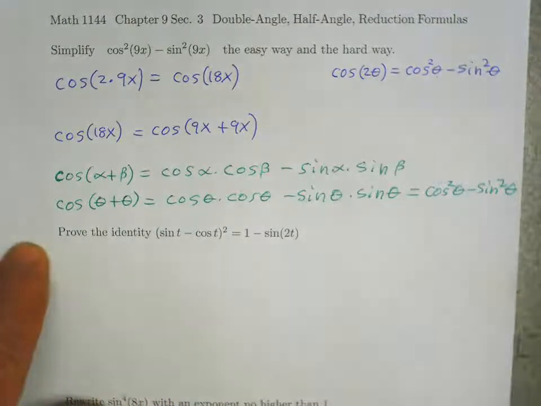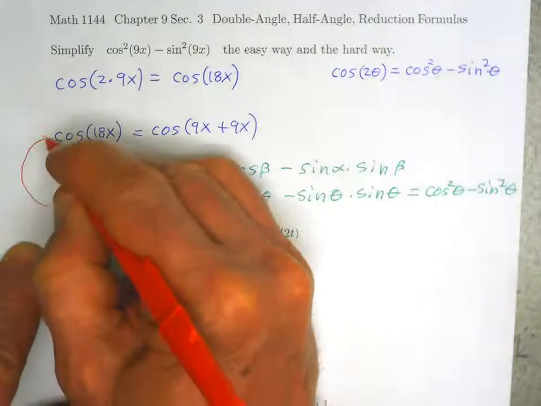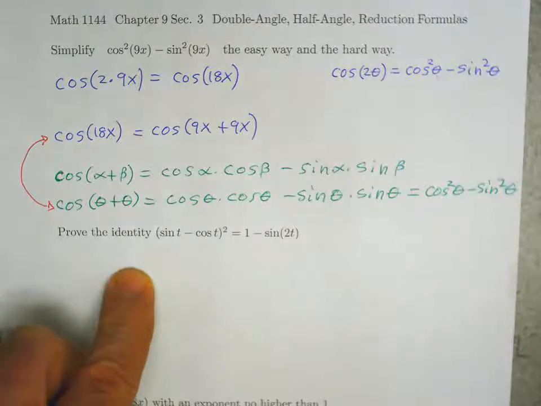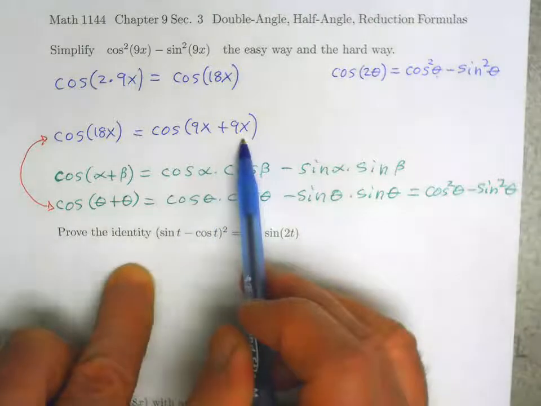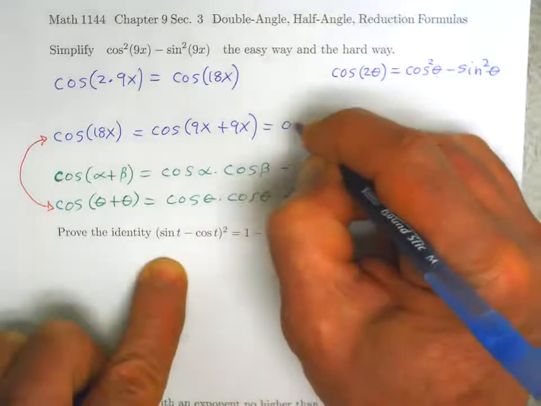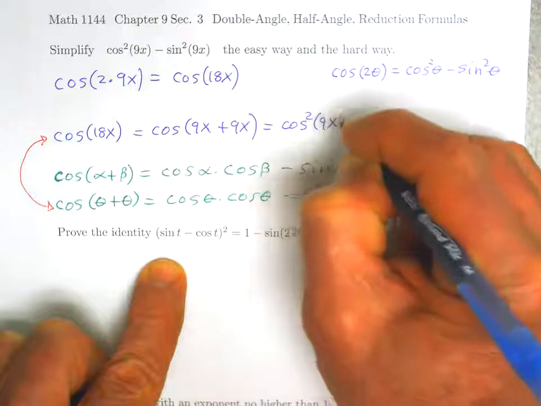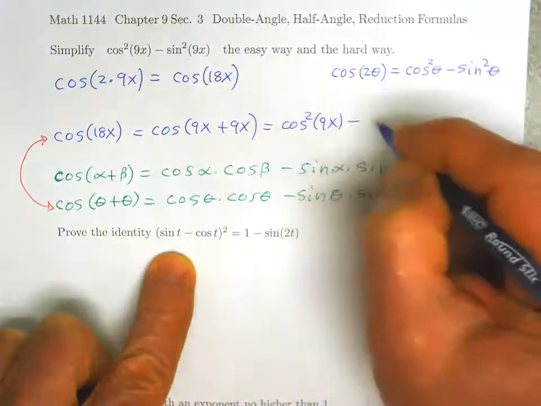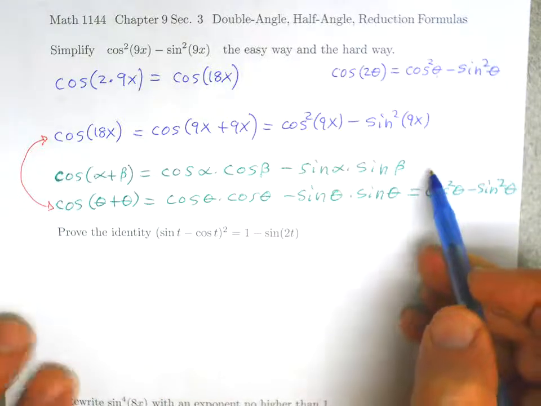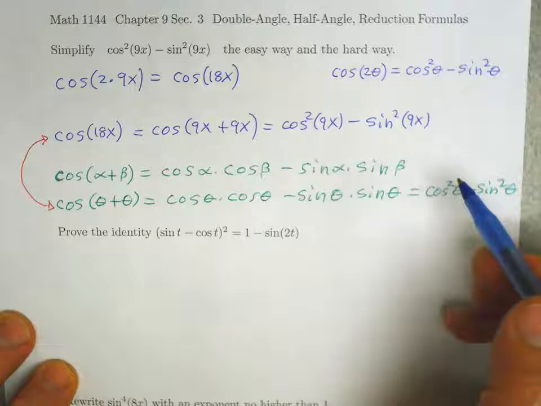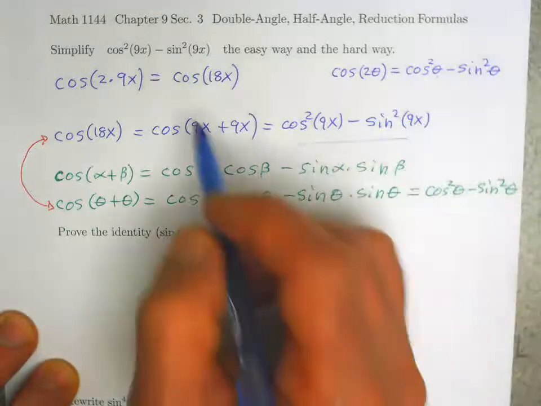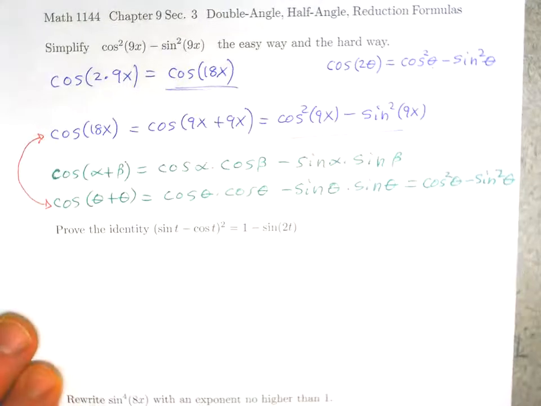So yeah, if we link those together, then cosine of 9x plus 9x is cosine of 9x squared minus sine of 9x squared. Okay, so that seems to do it. The answer is cosine of 18x.